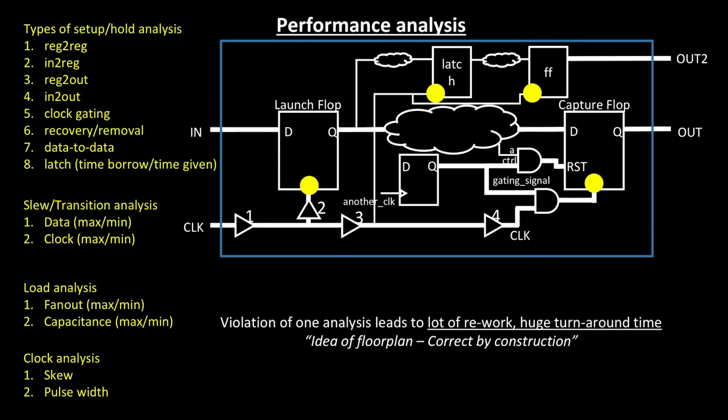So you need to not only close on the first 4, but also on the clock gating analysis, the recovery removal analysis, the data to data synchronous timing checks, the slew analysis, the load analysis, and the clock analysis. This is the entire range of checks that needs to be done, and not only across one PVT corner. While I was working in one of the companies, they had 223 PVT corners. This has to be done across all the PVT corners.